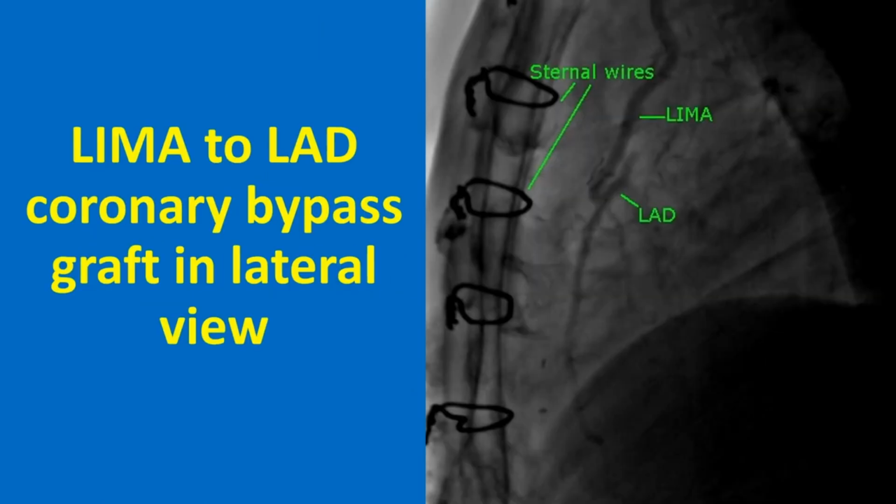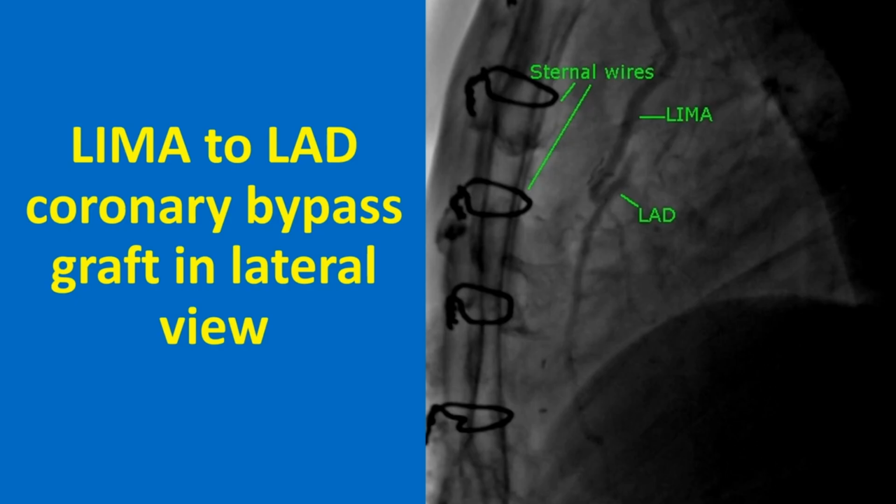LIMA to LAD coronary bypass graft in lateral view. The image has been darkened a bit by post-processing to visualize the LIMA and LAD well. Since it was an injection into the left subclavian artery just near the LIMA ostium, the contrast density was a bit lower than that of a superselective LIMA injection.